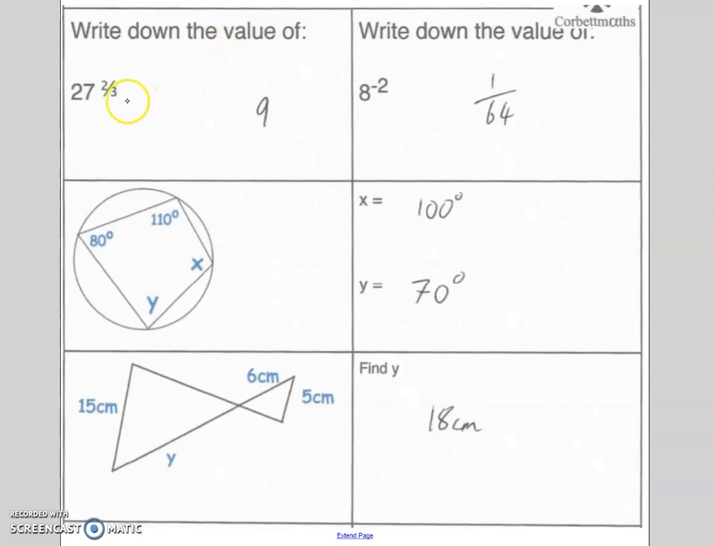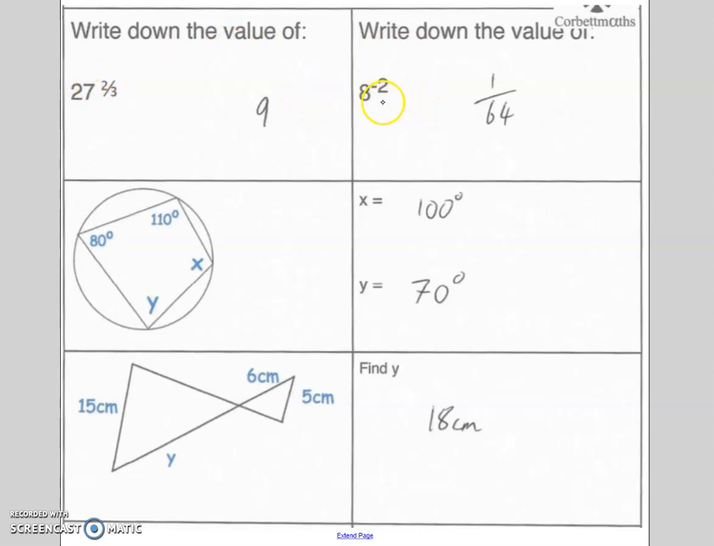So to go through the answers, this one here, 27 to the power of 2/3. Remember you do the root of whatever's on the bottom. So the cube root of 27 is 3. And then I'm going to square that number. So 3 squared is 9.